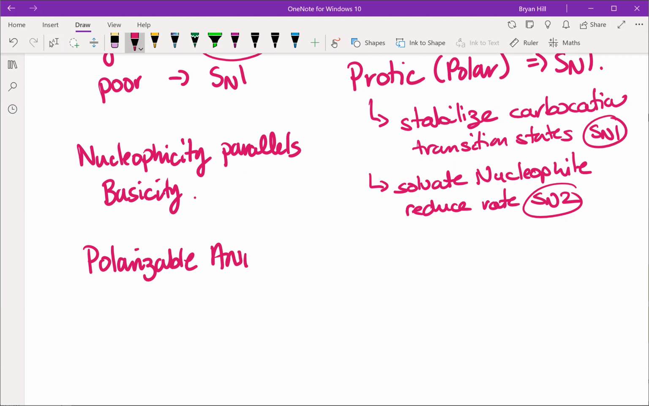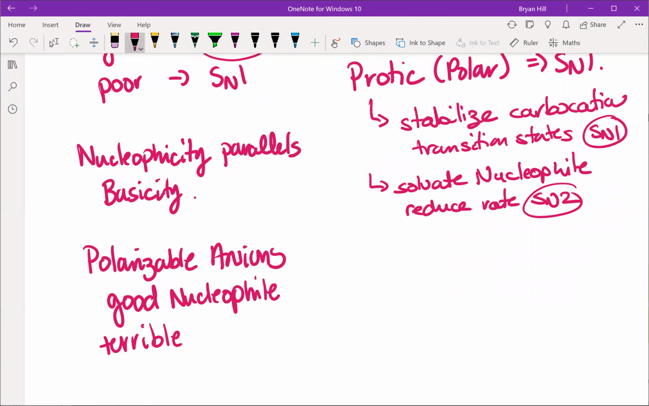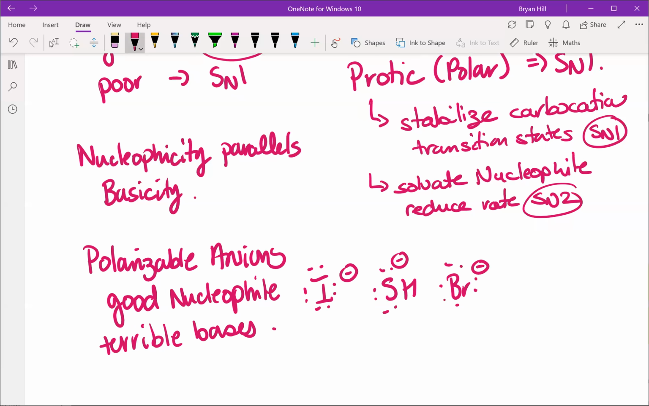Polarizable anions were good nucleophiles, but they are terrible bases. These are species that are low on the periodic table, which stabilize that negative charge in the large orbital. Things like iodide, sulfur, bromide, anything lower on the periodic table, would all be decent nucleophiles, but they are terrible bases.